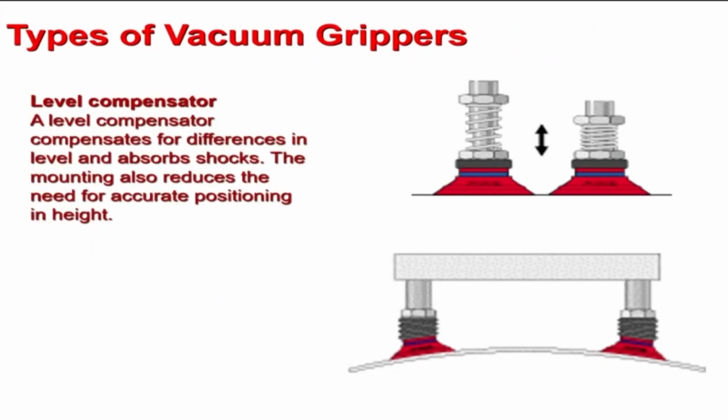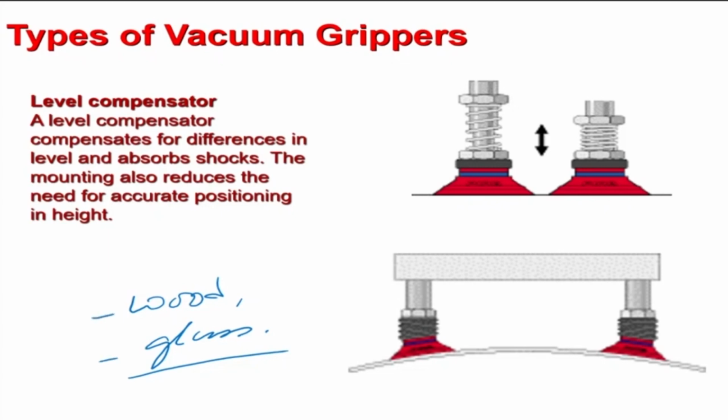Now this, as you can see, can lift very simple things like wood. It can lift glass. For example, in the automobile windshield, when the robot actually assembles the windshield, it picks up the windshield by using these vacuum grippers. Wood is another example.